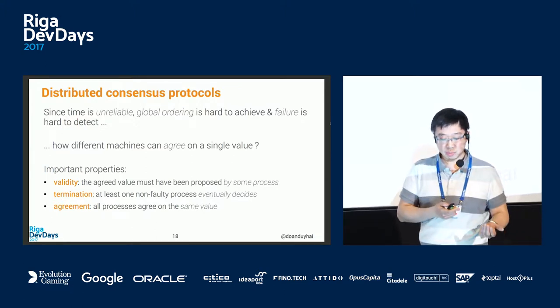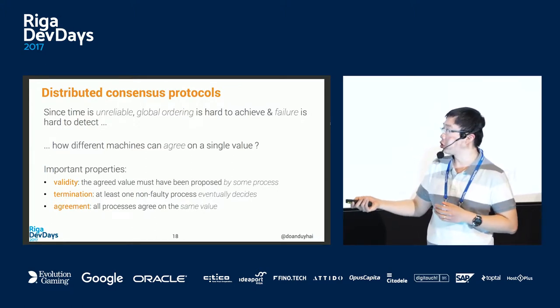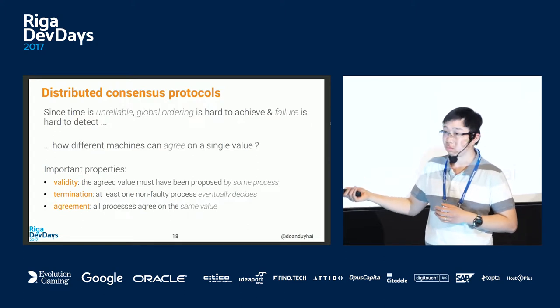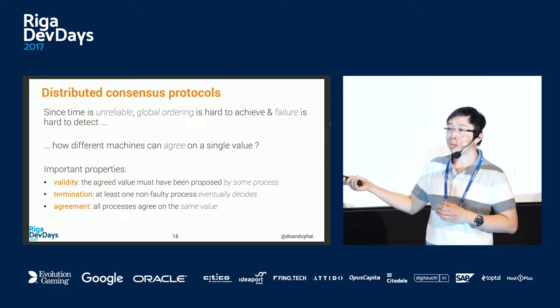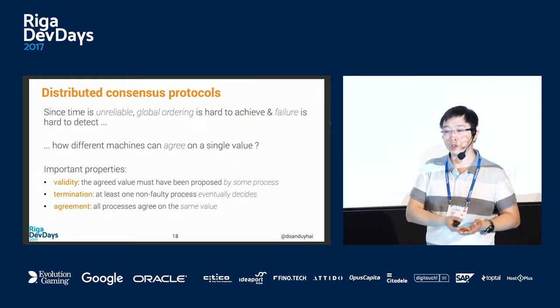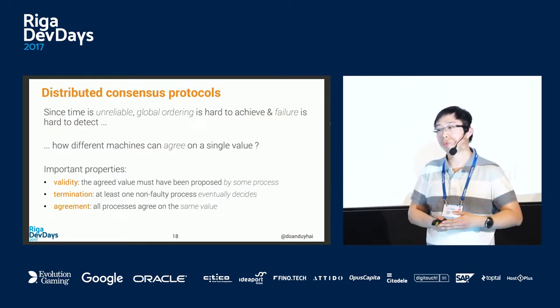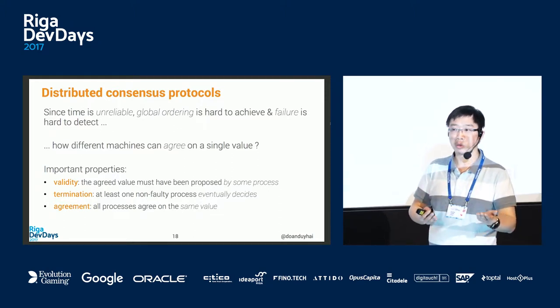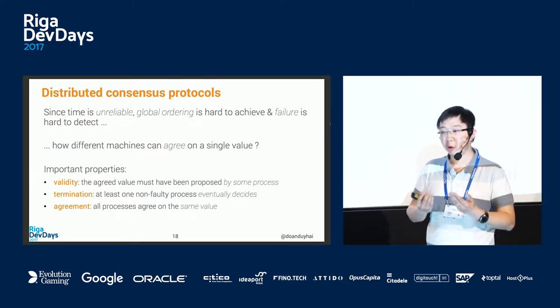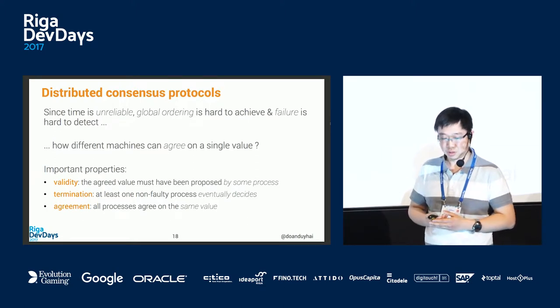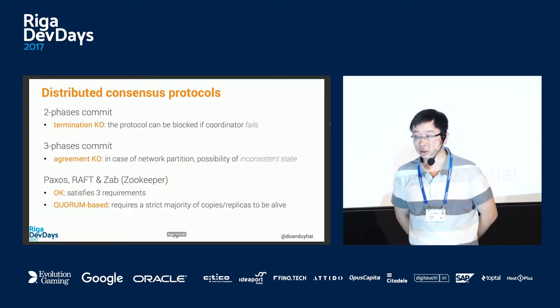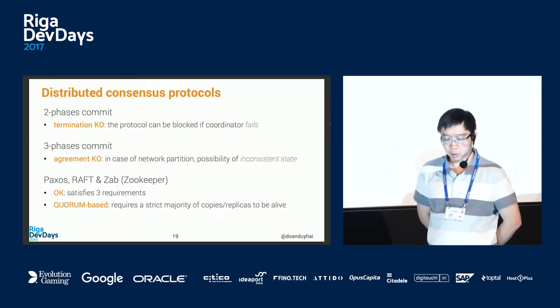And agreement means that all the processes should agree on the same value. So I should not be able to fall in a situation where somebody proposed value A and someone else proposed value B. The proposed value should be the same. So we have some consensus protocols.